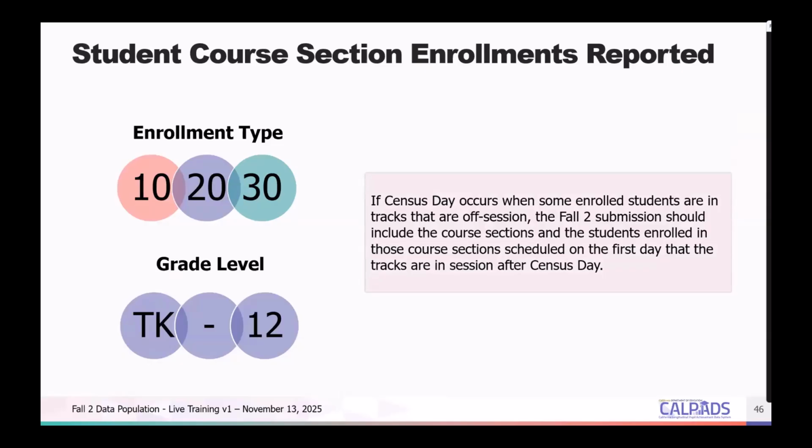So you must report SCSE records for all students in TK to 12 who have primary, secondary, or short-term enrollments and are active on Census Day. So the data should reflect the courses students are enrolled in on Census Day, which is the first Wednesday in October. So again, if some students are off session on Census Day due to track schedule, you would include their course sections and enrollment for the first day those tracks resume after Census Day.